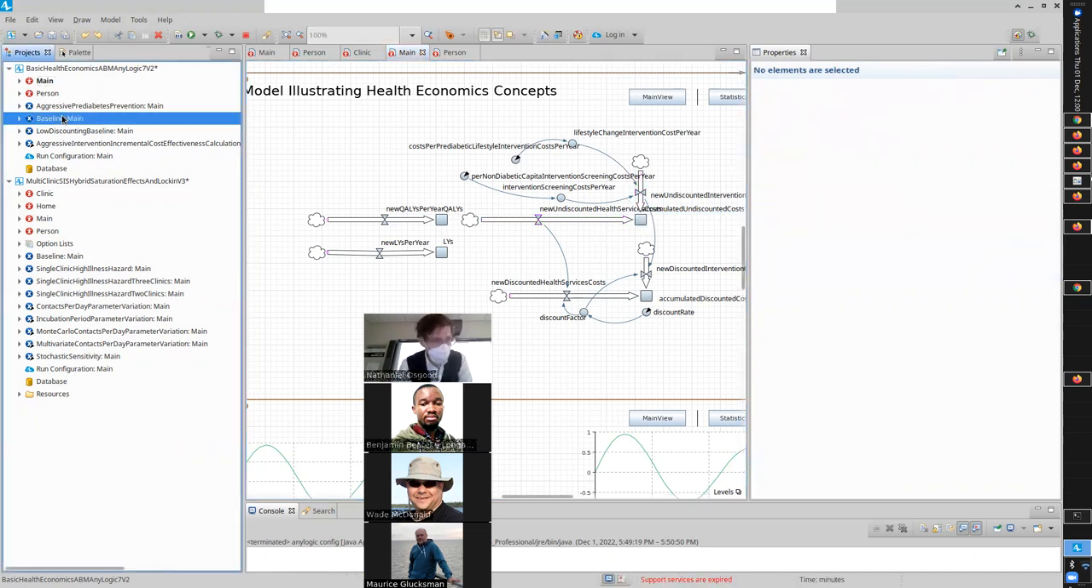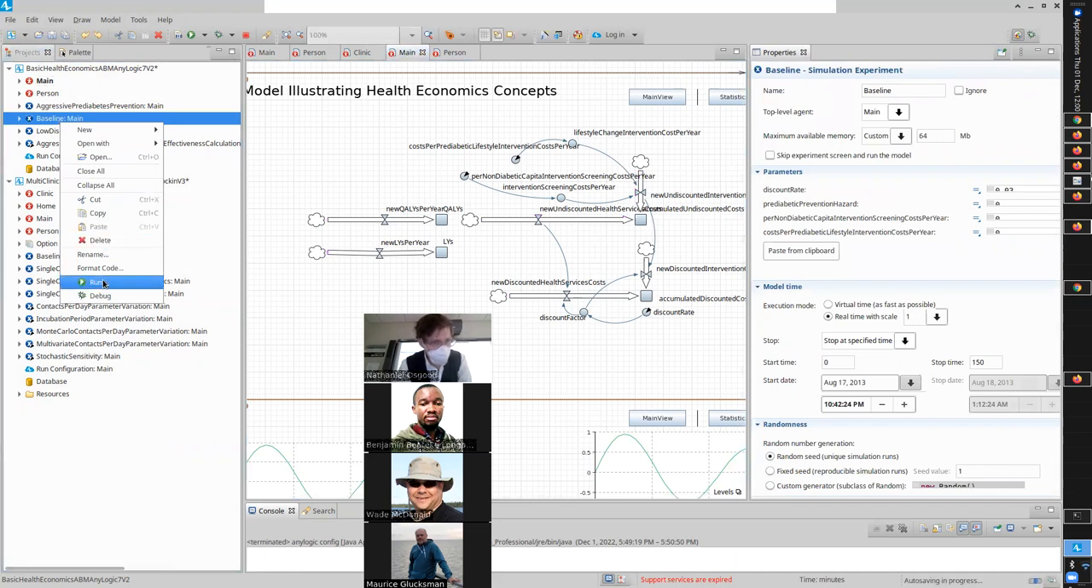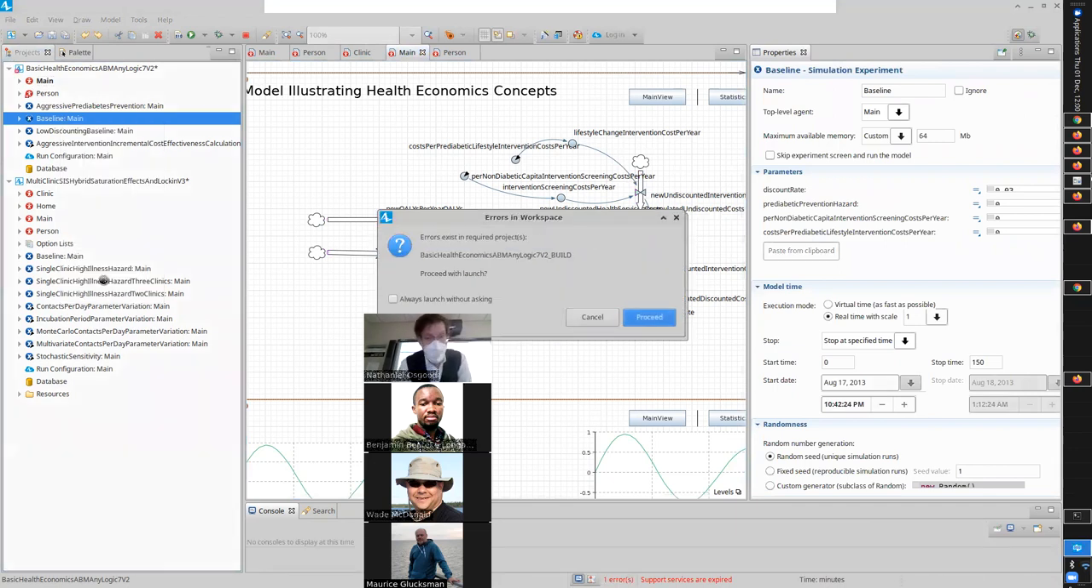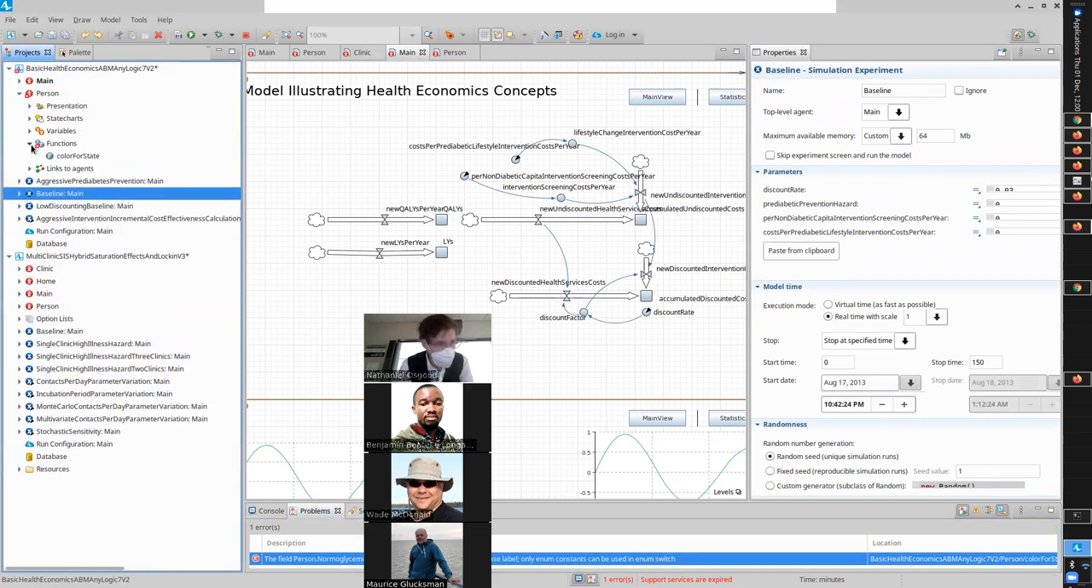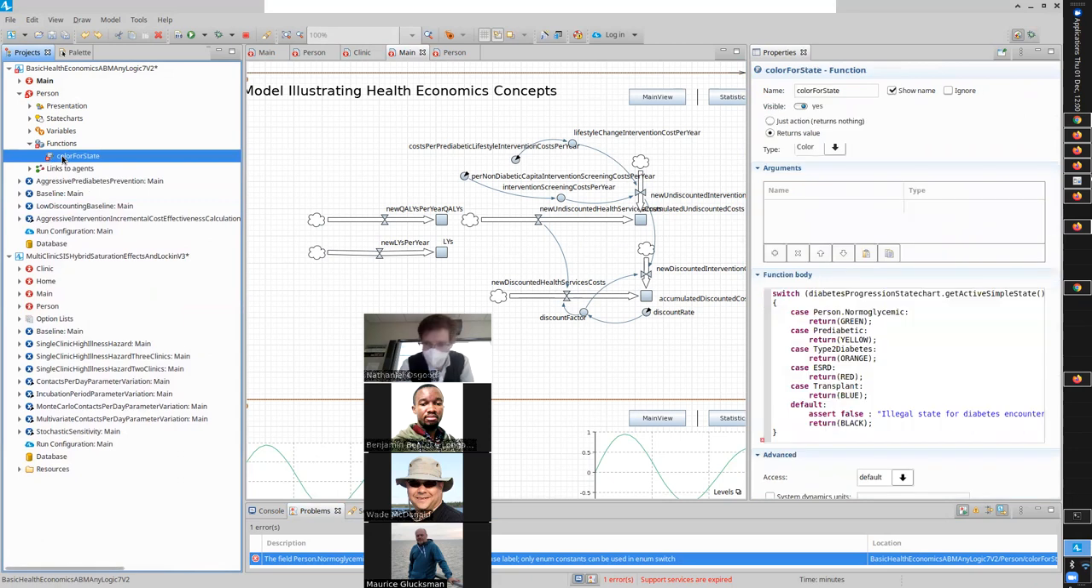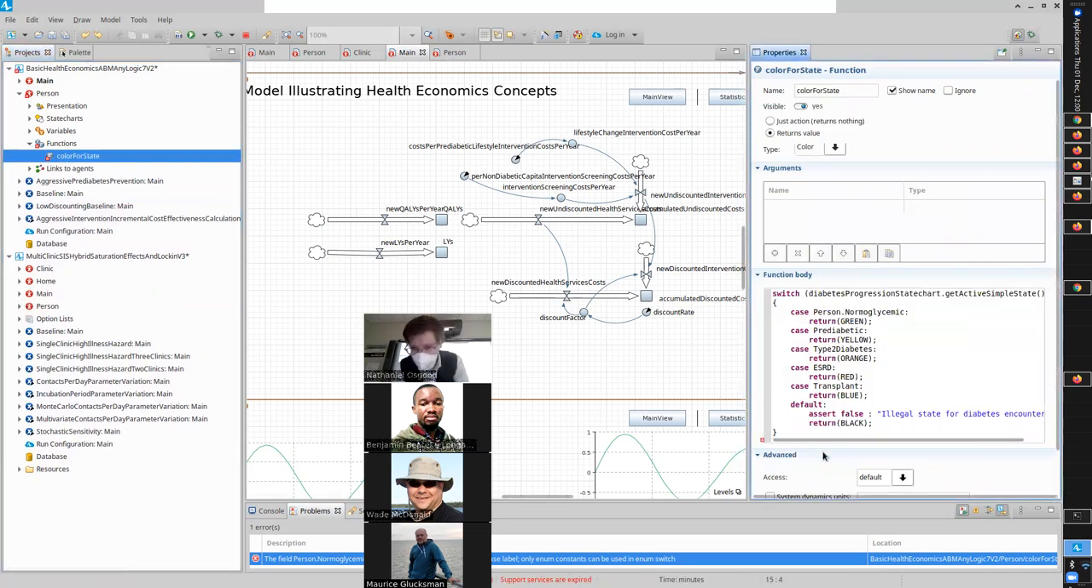So as you run this model, let's say for the baseline, okay, I was a bad boy. I didn't color for state. Okay, look at that. Oh man. Okay, so what is it? Okay, normal glycemic. Person.normal glycemic. Okay, ain't that interesting? Oh, I know what's going on. Okay, this is an ancient model.